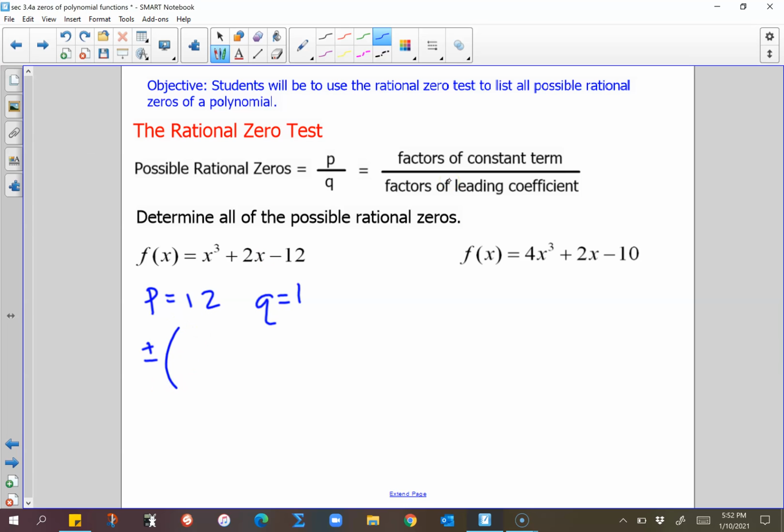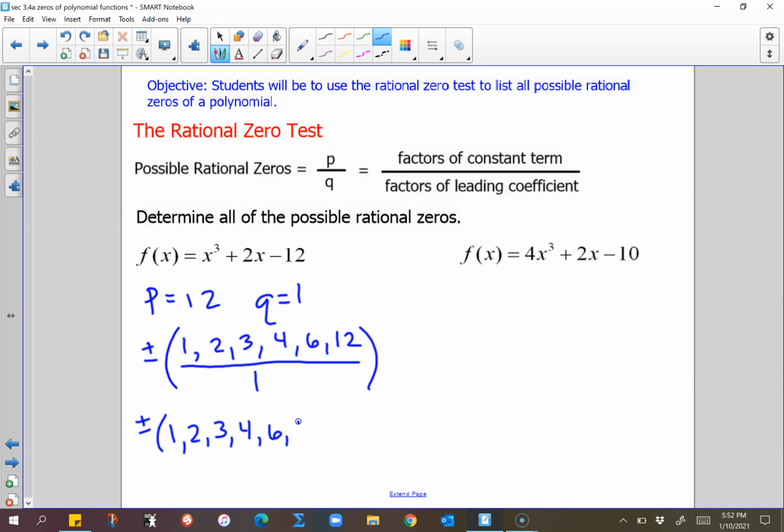On the top go my factors of the constant, and that was 12. So I would say 1, 2, 3, 4, 6, and 12. Then on the bottom, I would do factors of my leading coefficient, which is 1. Then you would match up all the possible combinations. Well, since in this one I just have a 1 on the bottom, all of them would just go over the number 1, and my possible zeros for this function are 1, 2, 3, 4, 6, and 12, and it's all the positives and the negative ones. So it could be any of those. So if I were to graph this on a graphing calculator, it should cross at one of these 12 places. The reason I say 12 is because you have that plus or minus.